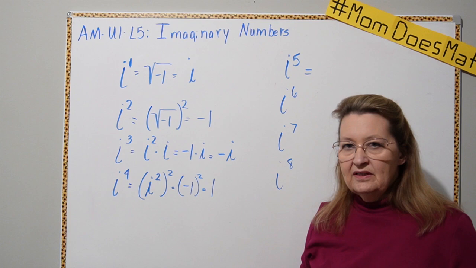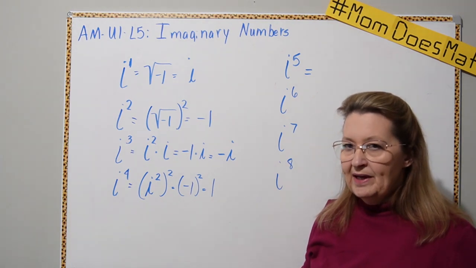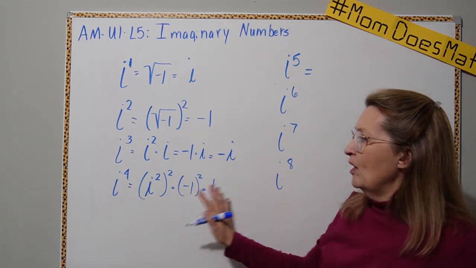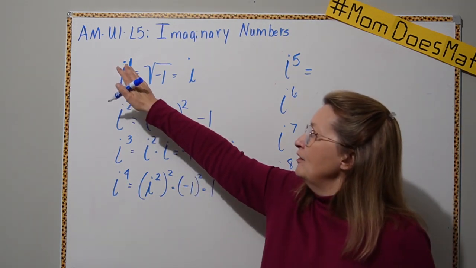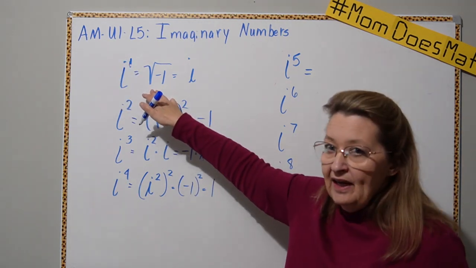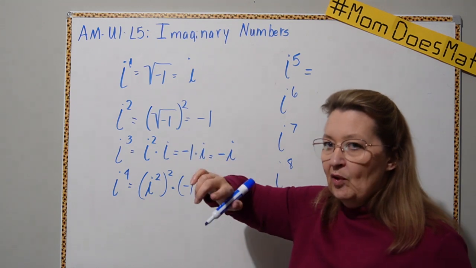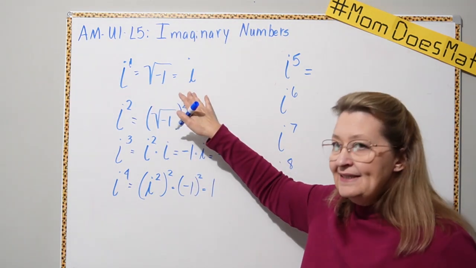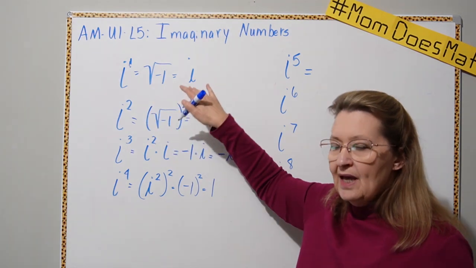Now let's take this concept of the imaginary i and expand it out to more powers. And usually you just memorize the first four. i to the first power is defined as the square root of -1. You must memorize that, which is just i. The square root of -1 is i.